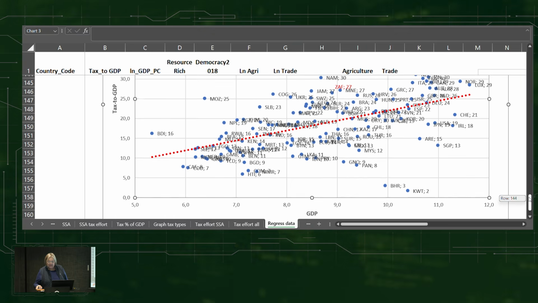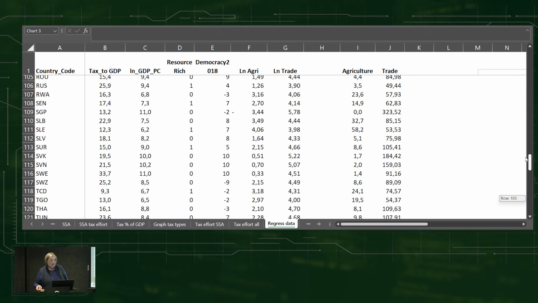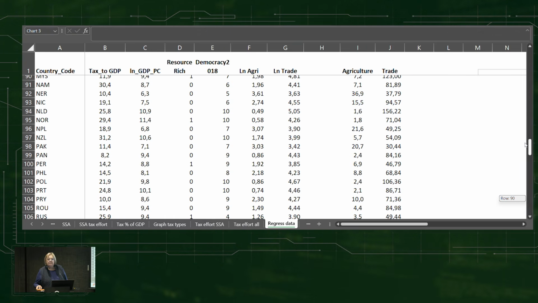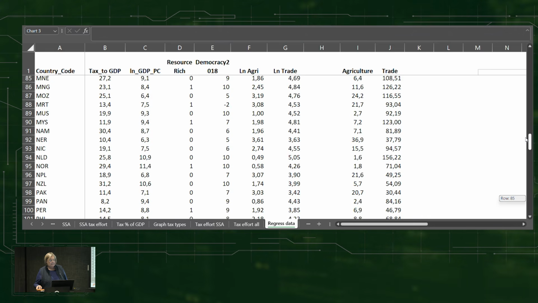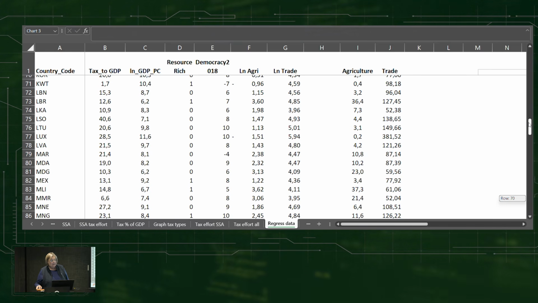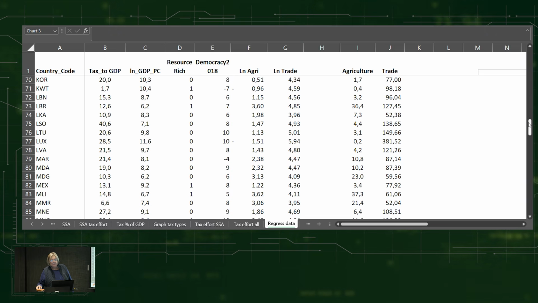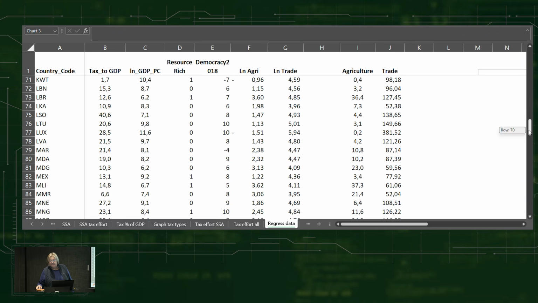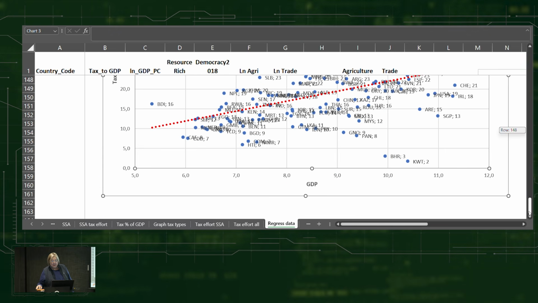If you go to the database, you see 73? Just come down a little bit. It's L. Yeah. So it's there. Your tax to GDP is 12.6 and your log per capita GDP is 6.2. Okay, so now we know it's more or less here.